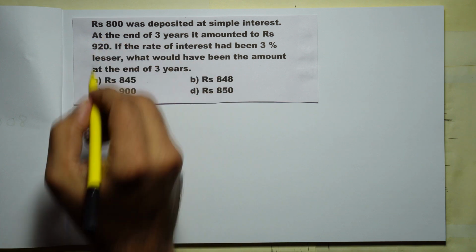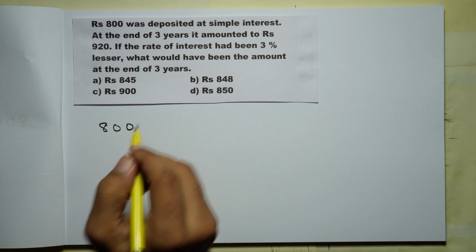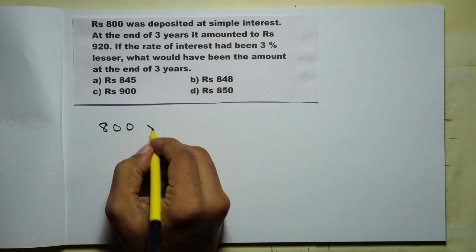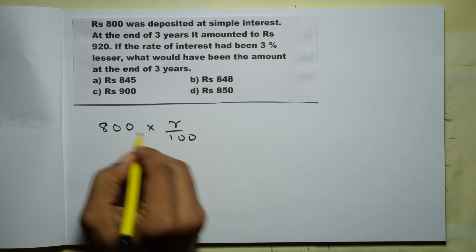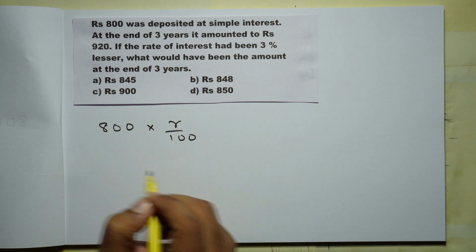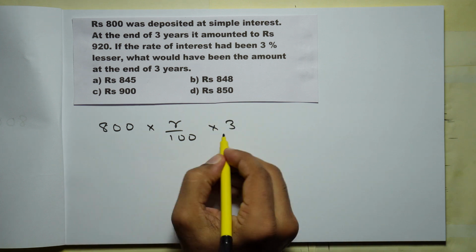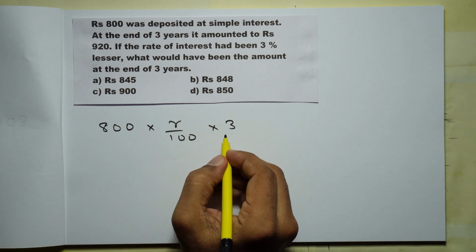Now the sum that was deposited was 800. Now we will assume that the rate of interest is R% per year. So every year you will be getting R percent of the principal, R percent of 800 you will get. Like that for 3 years. So this is the simple interest that you will get for 3 years.